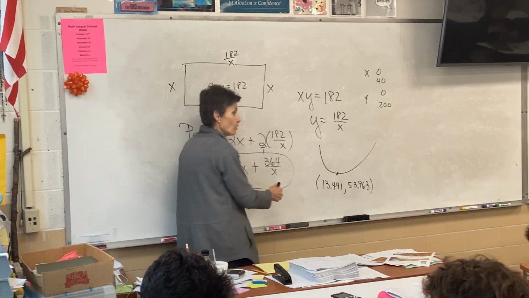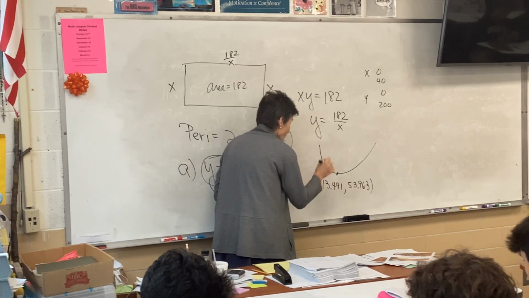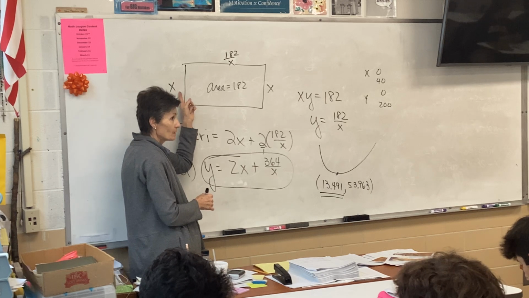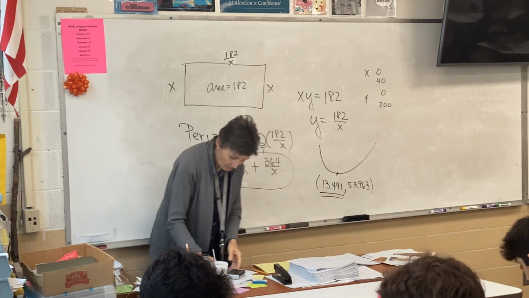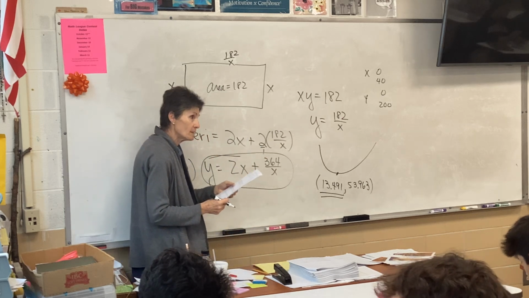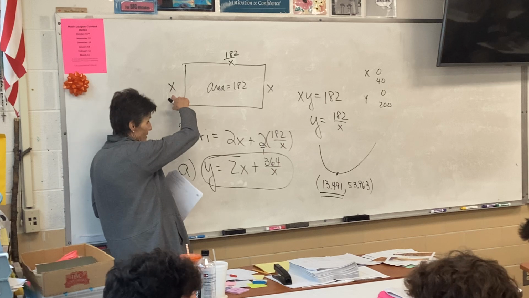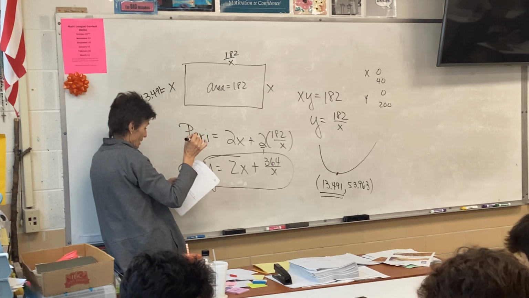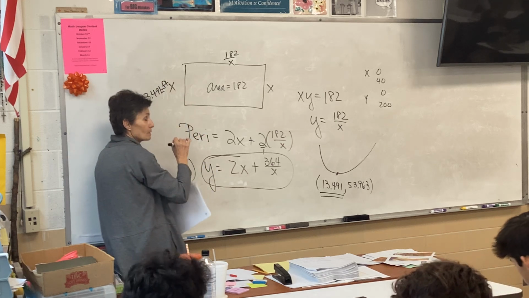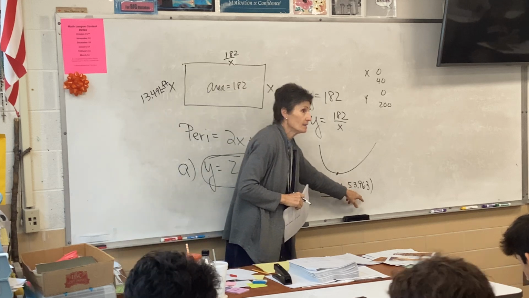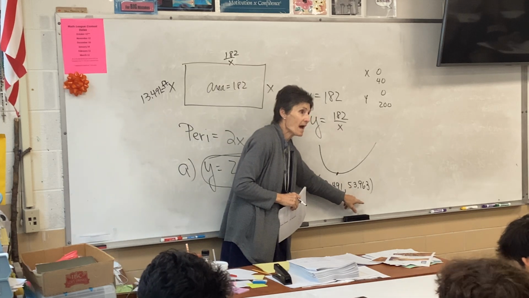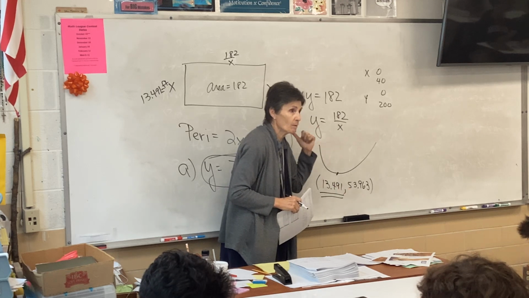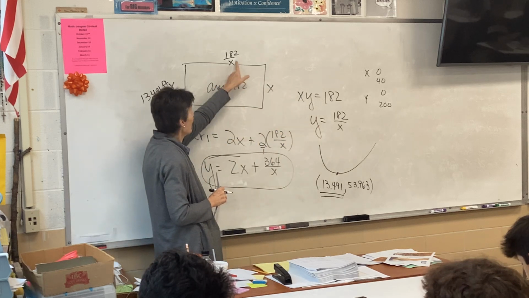Okay? Now, interpret the result. Remember, what was X? X was the width. So the question said, find the dimensions. All right, so X is 13.491. This is not the other dimension. That is the actual perimeter, isn't it? The question doesn't want to know the perimeter. They want to know the other dimension. So how will I find the other dimension?